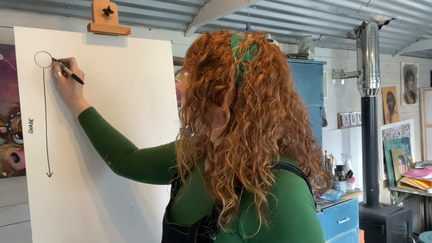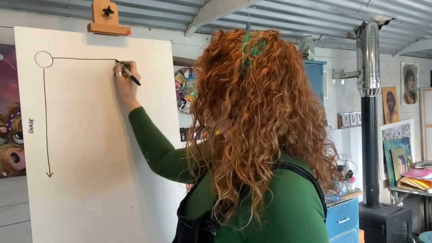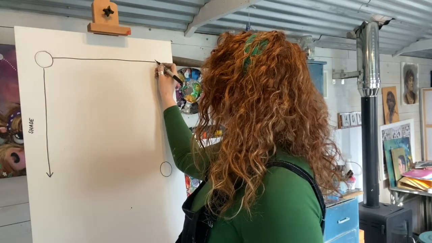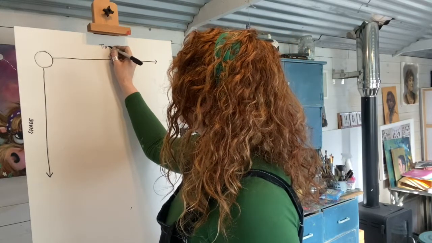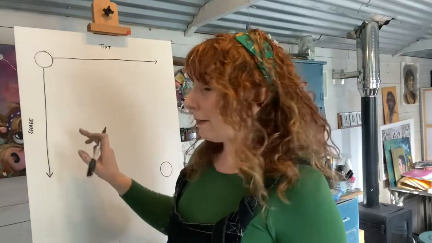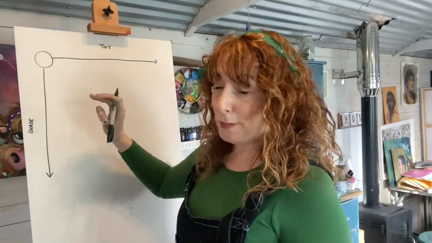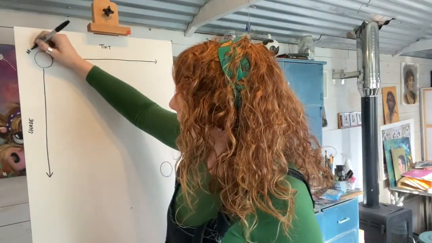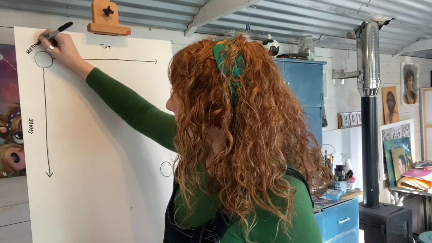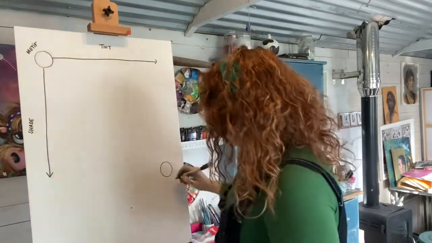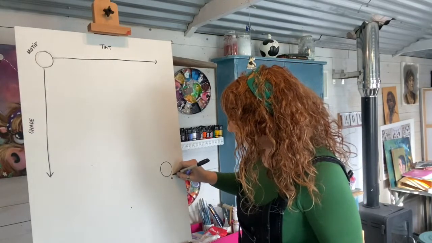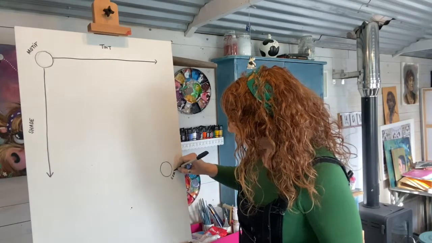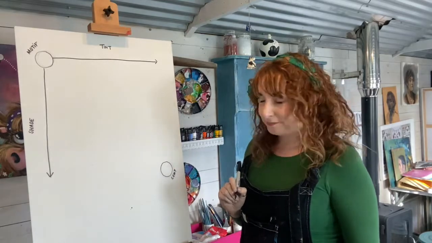From your first circle, draw a line coming across and call that tint. Now, do you remember your main colour is called a motif? So we'll pop that there, motif. And this one opposite is the complementary. So we're going to call that comp.